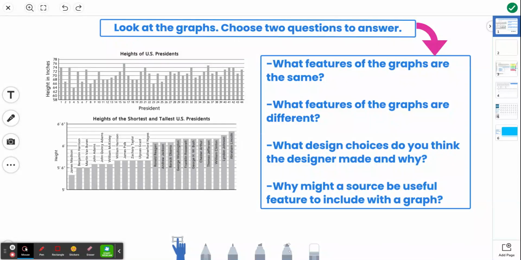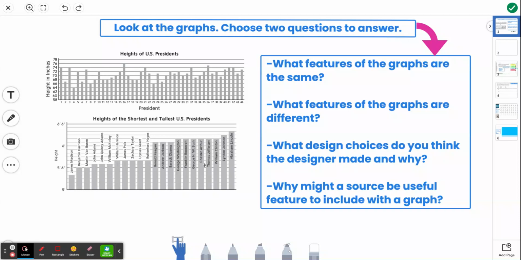What design choices do you think the designer made and why? Well, I think that this designer, looking at the bottom one in particular, because it's a little bit easier to read, chose to not include all of the presidents, but rather just show the difference between the shortest president, the tallest president, and where presidents fell in between. And it kind of gives you an idea of what the average president might be.